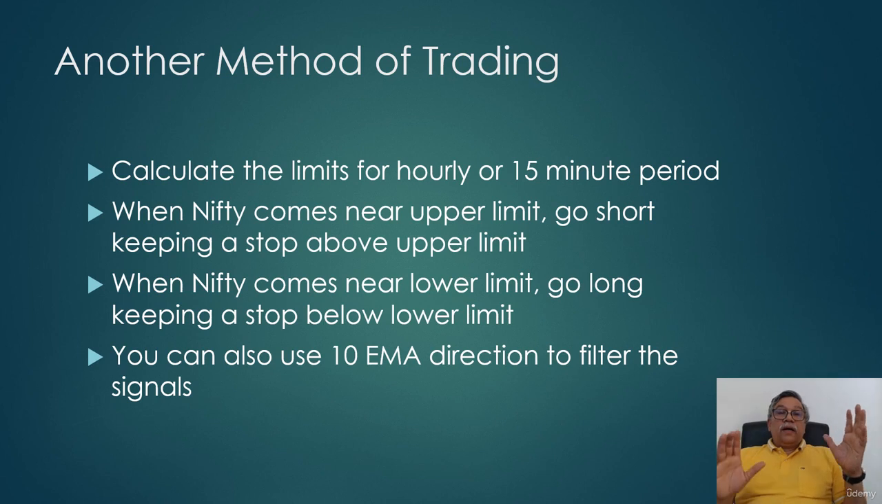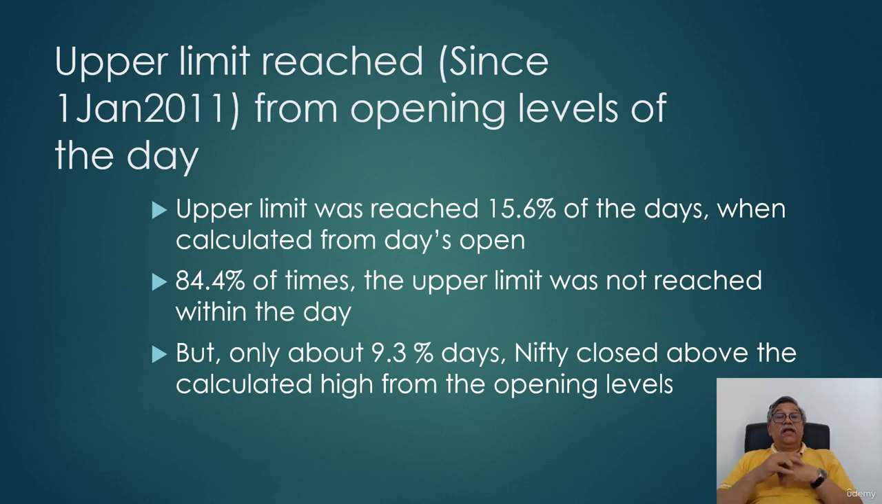Another method of trading is to calculate a limit for an hourly or 15-minute period. How can you do it for 15 minutes? Find out how many 15-minute periods there are in 1 year and use the square root of it. When Nifty comes near the upper limit, go short, keeping a stop loss slightly above the upper limit. It can very well go up to the upper limit, so the stop loss should be slightly above it. When Nifty comes near the lower limit, go long, keeping a stop below the lower limit. You can also use a 10-day exponential moving average to filter the signals in order to minimize the number of fake signals. The question is, does this really work?